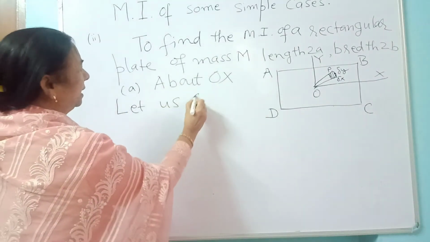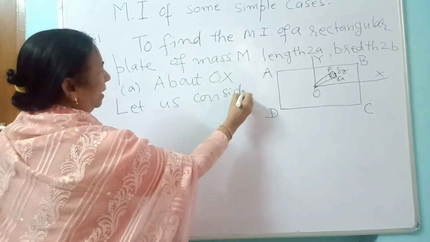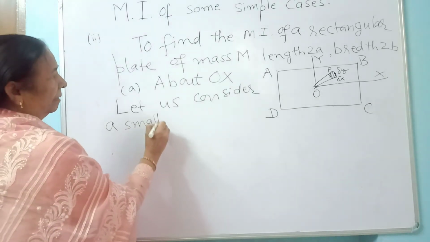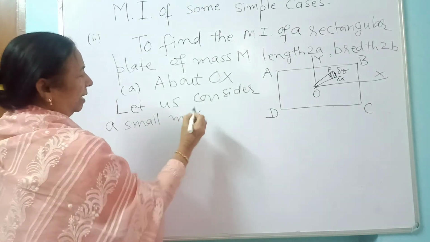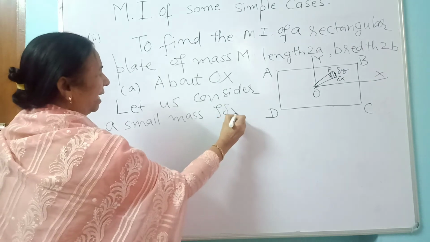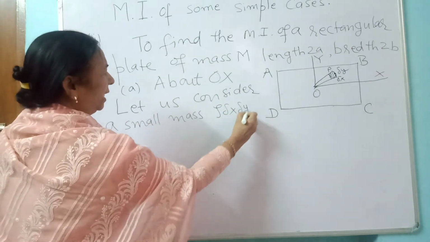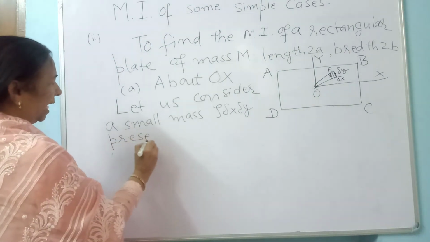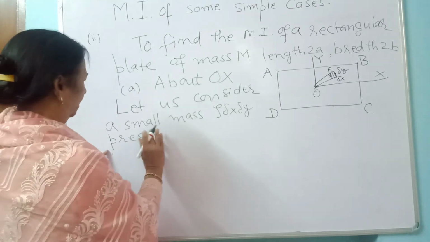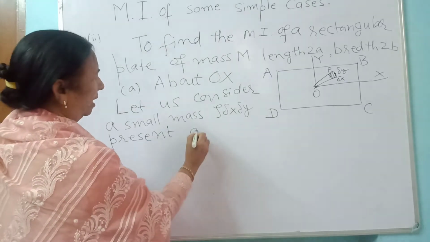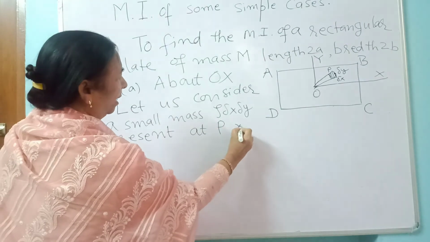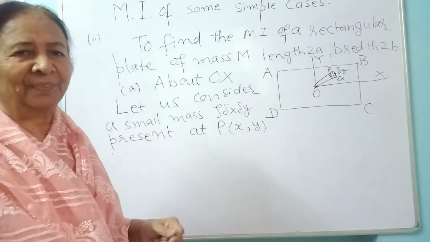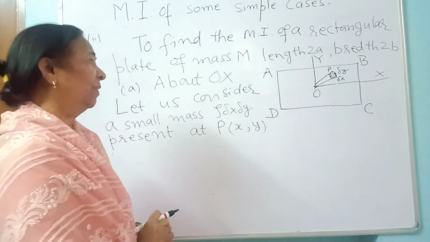Let us consider a small mass rho delta x delta y, where it is present at P, and the coordinates for P are x and y. Okay, now very simple.